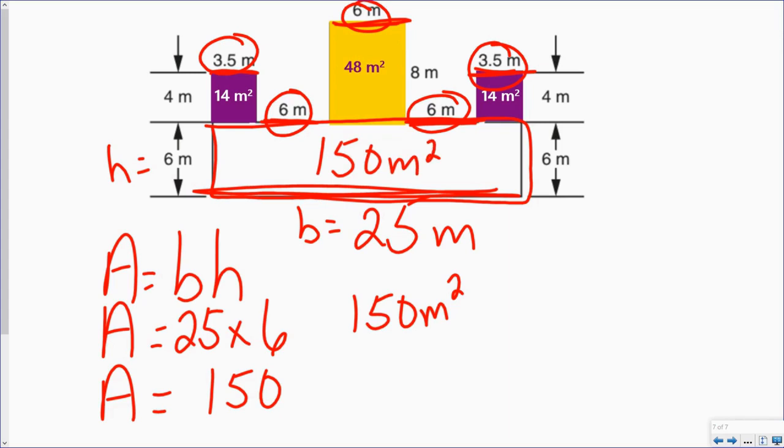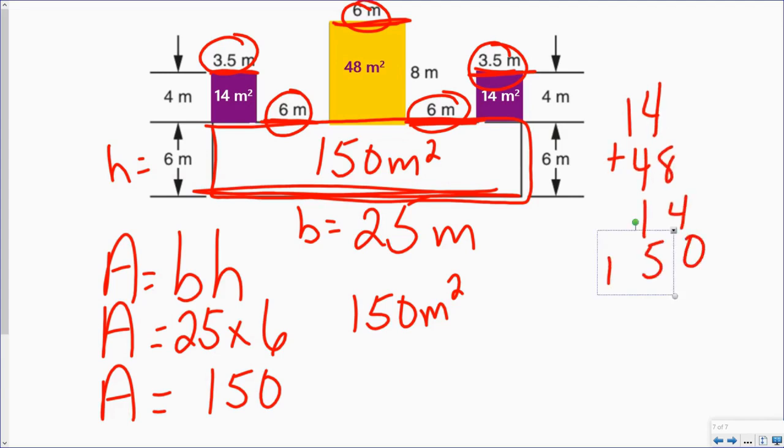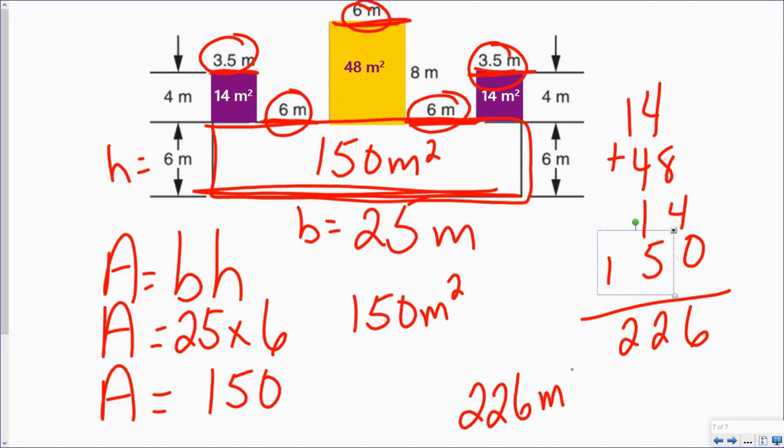And now to get the total amount, I have to take my 14 plus my 48 plus my 14 plus my 150. And when I add all of that up, I get 226. So the total area of this shape is 226 meters squared.